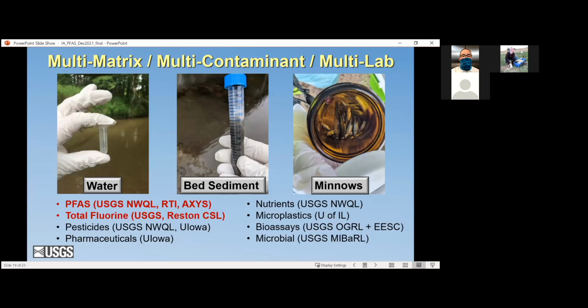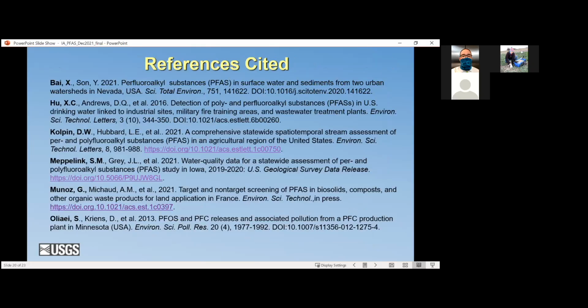So again, we're taking advantage of really trying to see what is out there, not only with PFAS, but these other contaminants, and see, is there a correlation? For example, the more pharmaceuticals we see, does it have a positive or negative relation with PFAS and so forth? So there's a lot of little things we can do to hopefully better understand what PFAS are in our water resources.